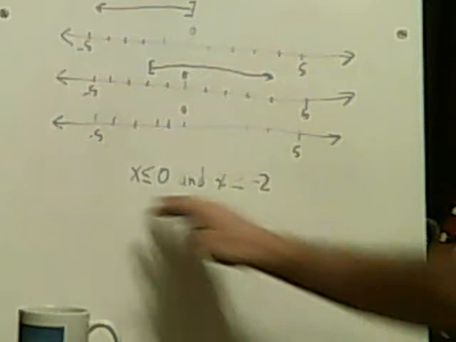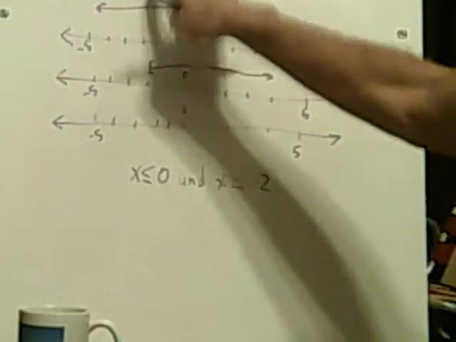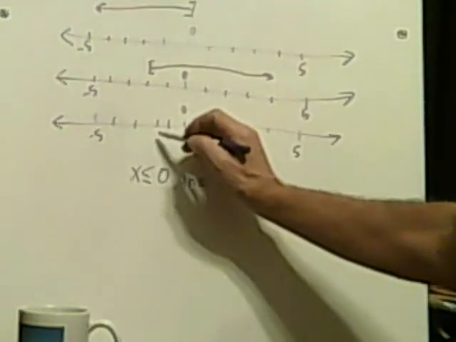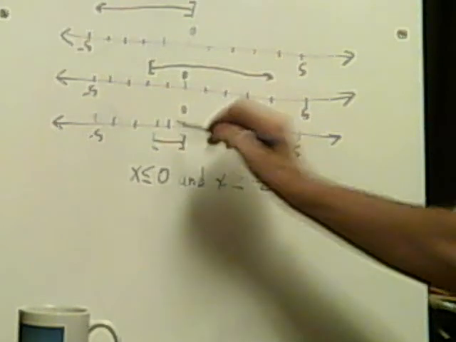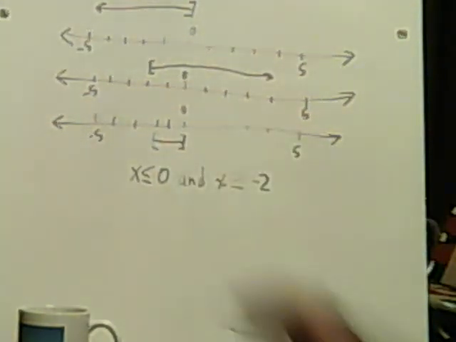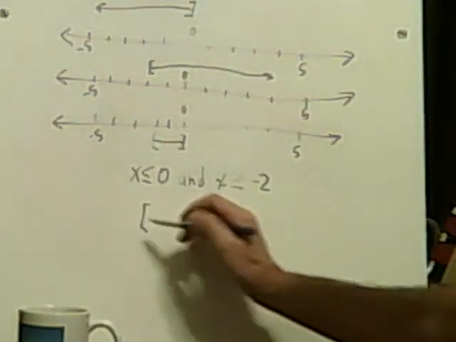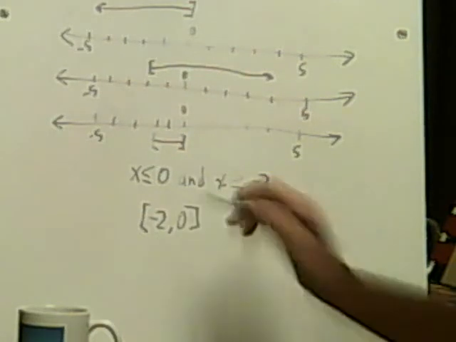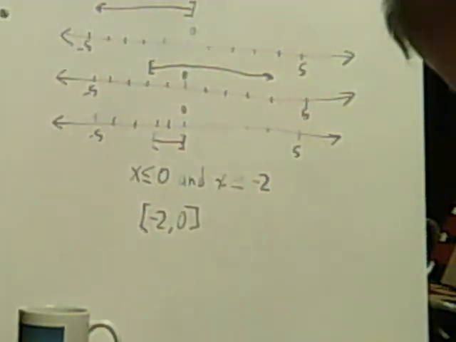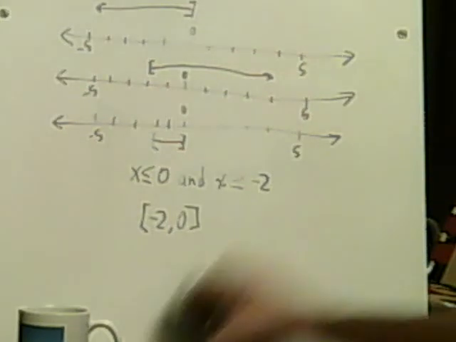Then the anding of those is going to be the intersection. So that's going to start at negative 2, and it's going to go to 0. Okay? If we write that in interval notation, it'll be negative 2, comma, 0. Okay? That was number 14.